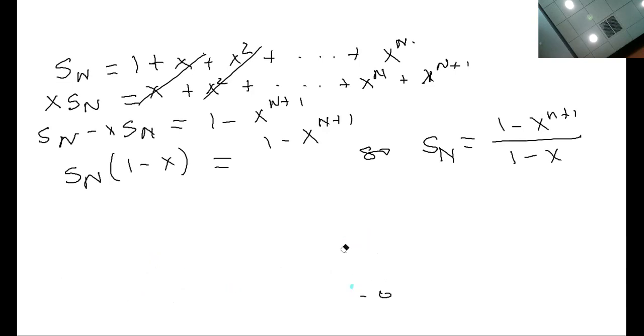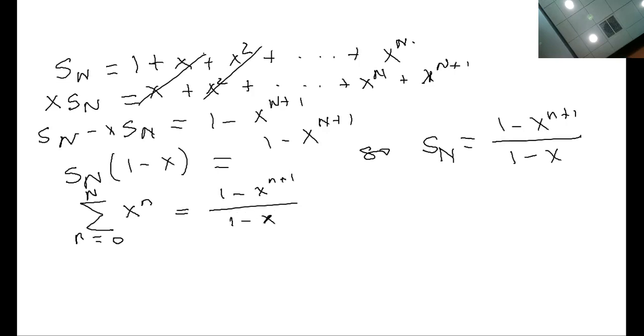So what we have here is the sum of x raised to power n, n equals 0 to capital N, is equal to 1 minus x^(n+1) divided by 1 minus x. We call this one S capital N.